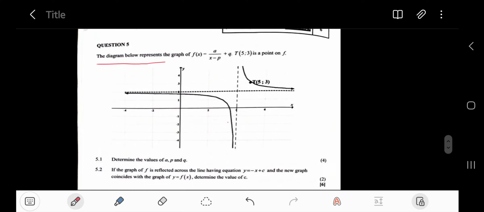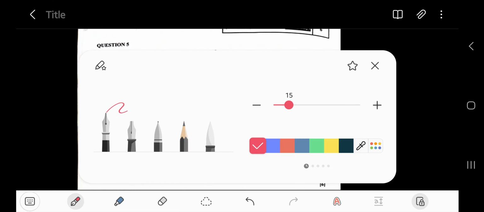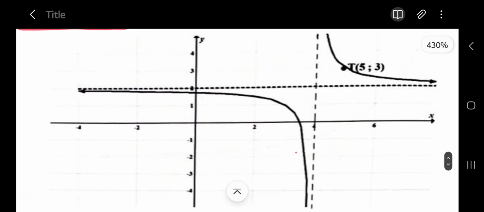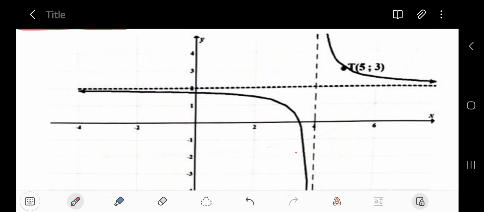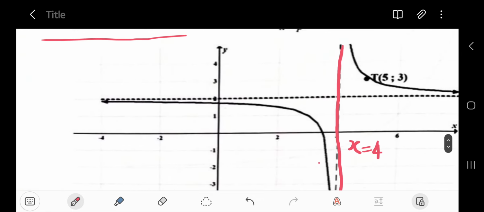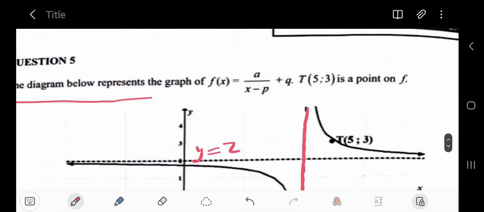So by just looking at the graph, this graph is very, very detailed in the way it's presented. If we zoom in on the graph here, we can see that they already tell us a lot of information. Here they've given us the value of this vertical line, which is the vertical asymptote. Remember, an asymptote is a line that the graph approaches but never touches. So here, x is equal to 4, as we're given. And here we can see that y is equal to 2. We were given that, so our values of p and q are satisfied. We will go into that now.